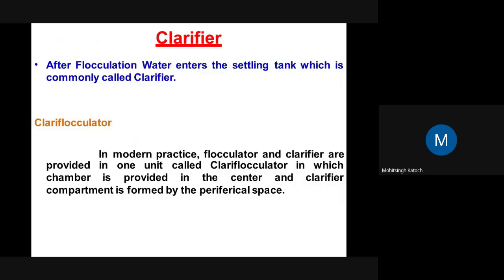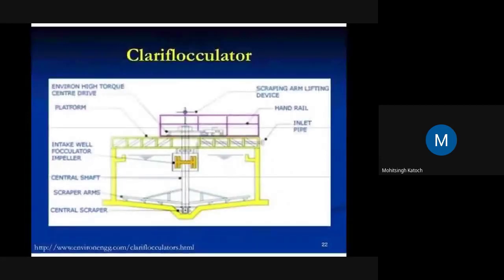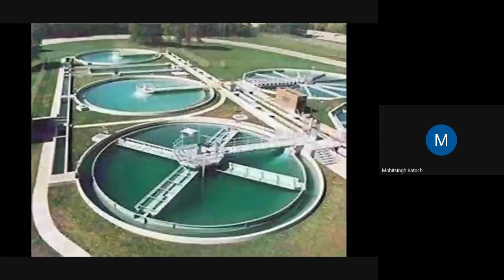In clariflocculator, there is a chamber which is provided in the center, and clarifier compartment is formed by the peripheral space. So there is a diagram of clariflocculator we can see. In this clariflocculator, in the center, flocculation takes place and clarification takes place at the peripheral boundary of the tank. So this is a diagram of clariflocculator, in which clarification is happening on the peripheral boundaries and flocculation is happening at the center. This is an actual photograph of clariflocculator.